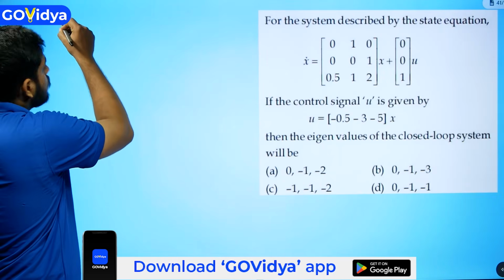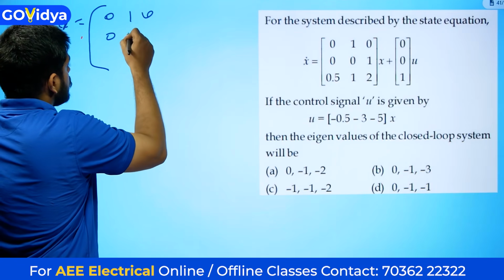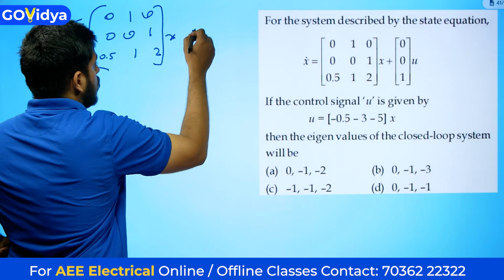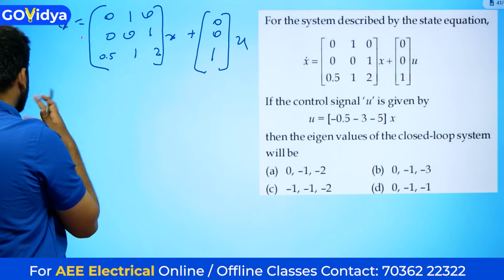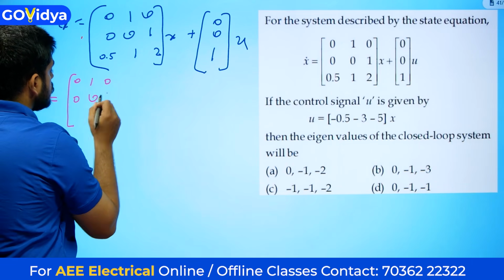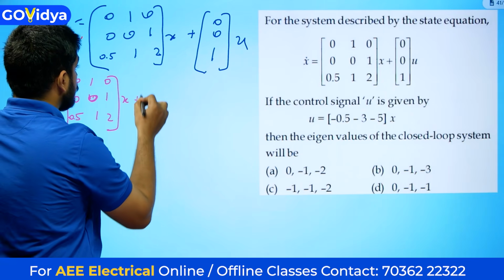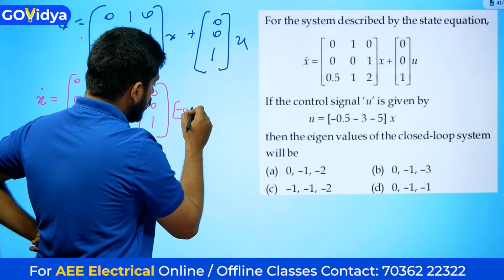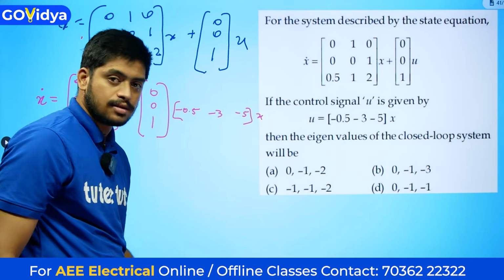Okay, so from the given one, X dot is equal to [0 1 0; 0 0 1; 0.5 1 2] into X plus [0 0 1] into U. What is my U? This. I'll substitute directly here. So my X dot would be [0 1 0; 0 0 1; 0.5 1 2] into X plus [0 0 1] into [-0.5 -3 -5] into X. Similar, both are the same.